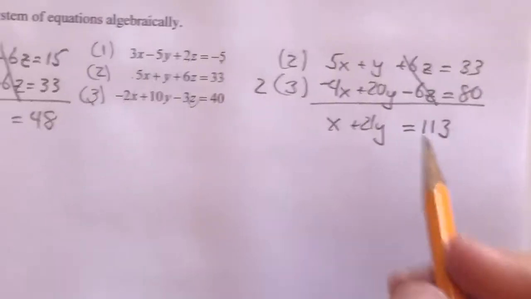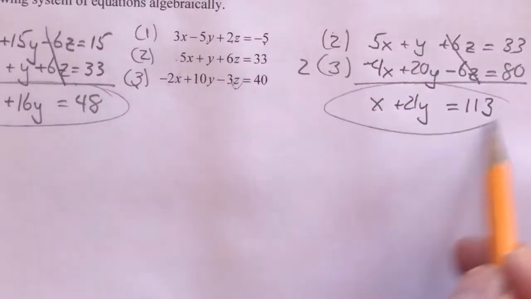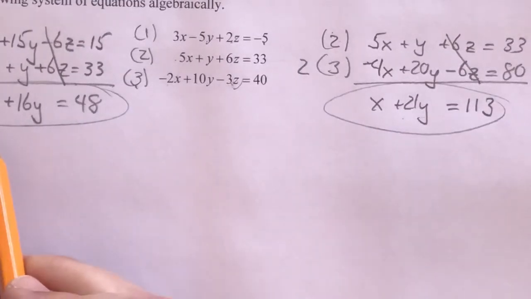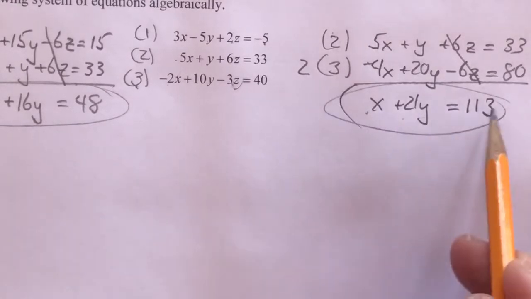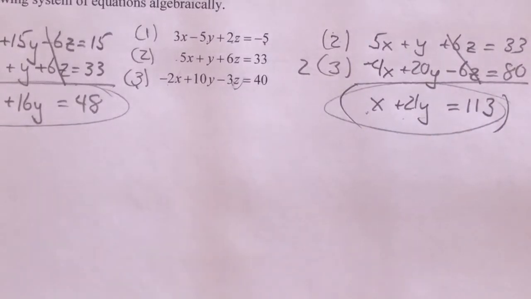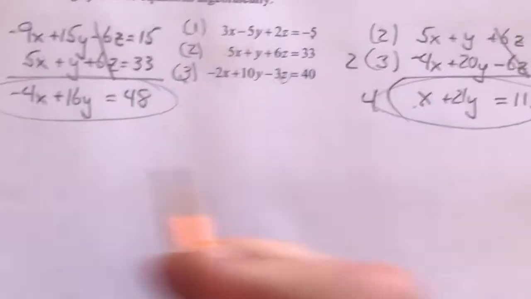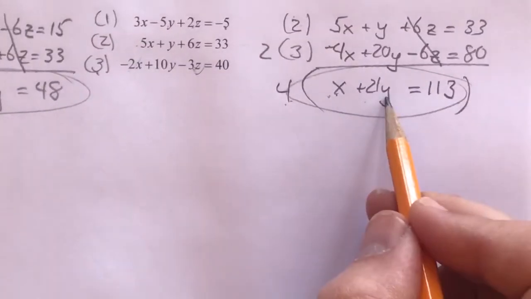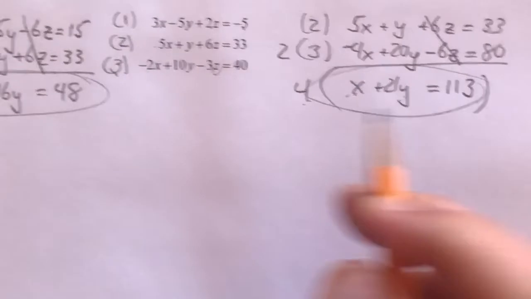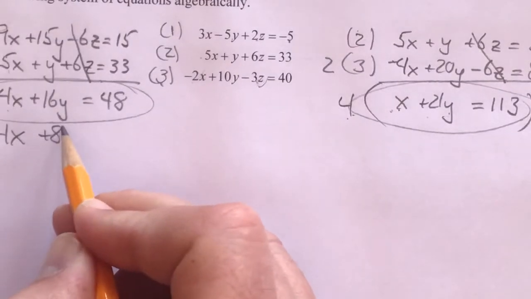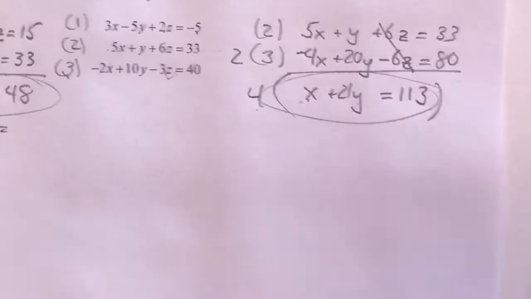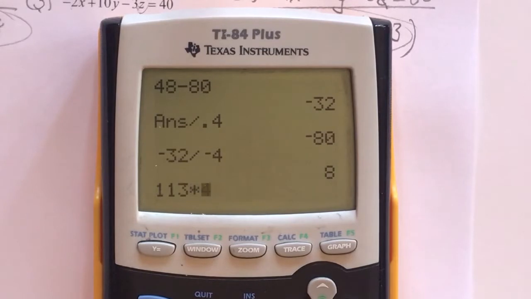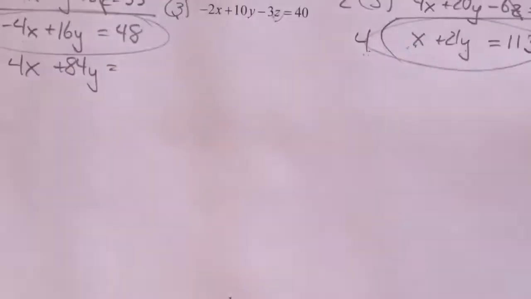So now I'm going to look at this. I'm down to 2 variables, kind of like on that previous problem, problem 5. I think I'll get rid of x by multiplying this one all through by 4. So 4 times x gives me 4x. 4 times 21 is positive 84y. 4 times 113, I think we'll bust out the calculator now. 113 times 4 gives me 452.